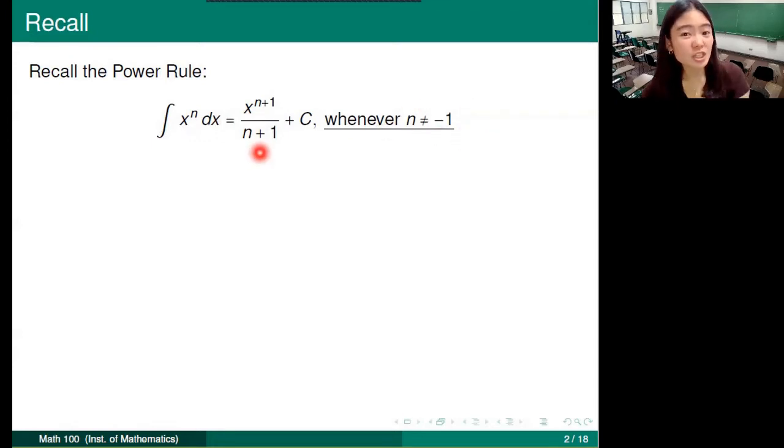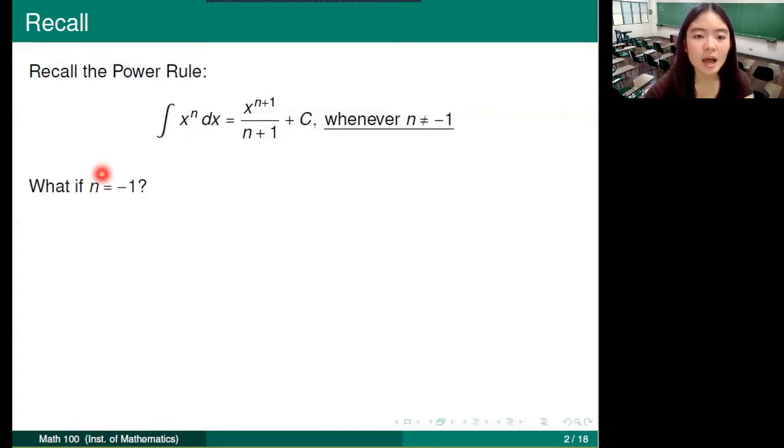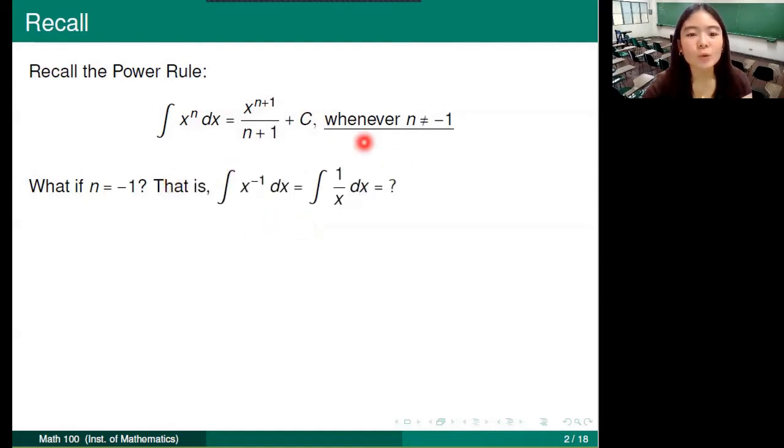So, yung natural question from that is, paano kung n nga is equal to -1? Ano yung integral nun? No? So, pwede pa rin naman nating hanapin yun. But, hindi na yung formula na ito yung gagamitin natin. No? So, yun yung matututunan natin ngayon. Kung ano yung integral nun. So, that is, what is the integral of x raised to -1 dx? Or rewriting that, what is the integral of 1 over x dx?